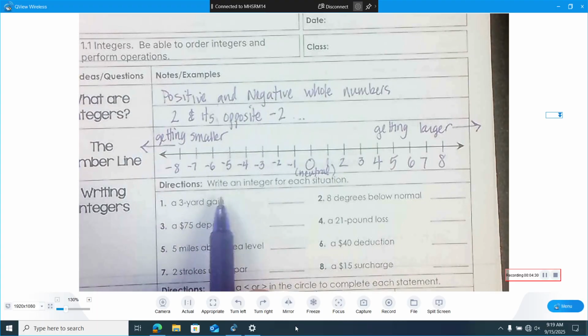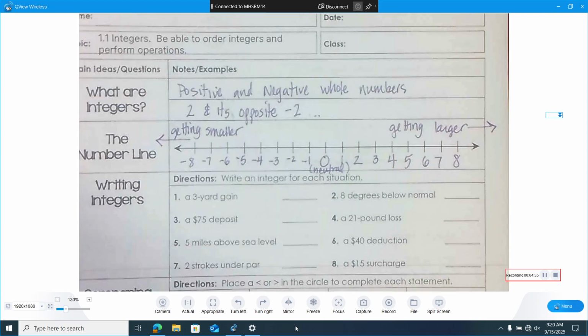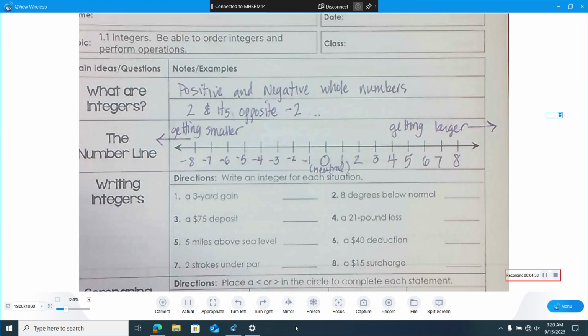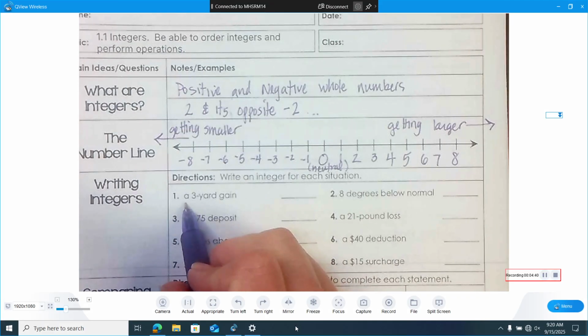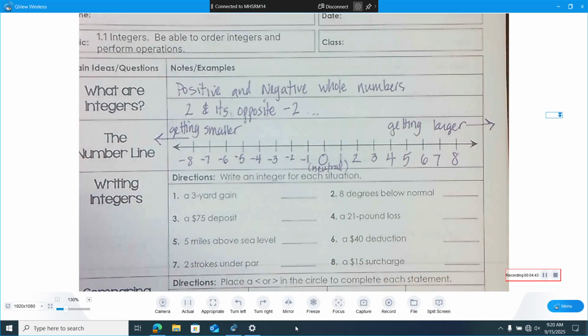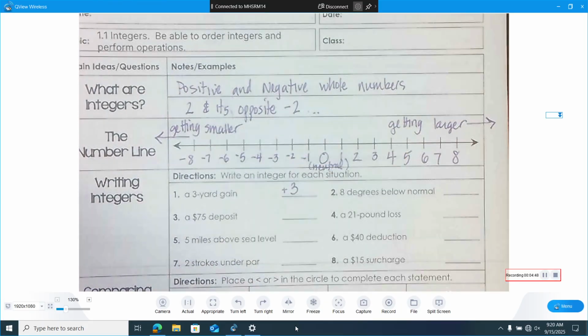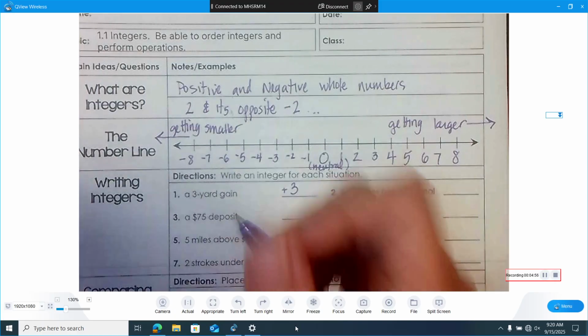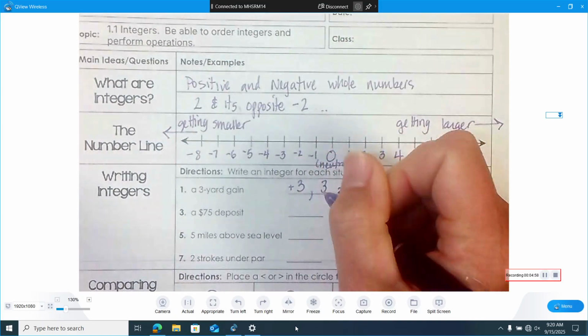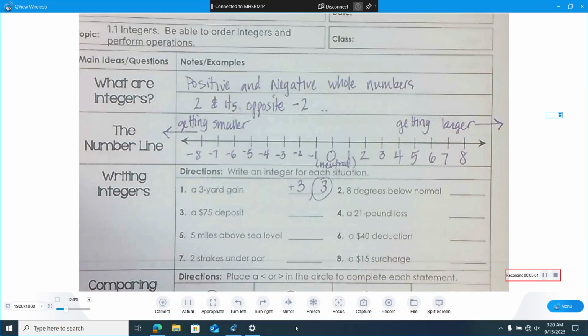Let's see, writing integers. We want to write an integer for each situation. So we can use integers, which are positive and negative numbers, to represent situations pretty easily. How would you represent a 3-yard gain? Should we give that a positive value or a negative value? Mason? Positive value, sure. And I could put positive 3 if I wanted to be really specific. Do you need to have the positive sign there? No, you don't. Just 3 would be a fine answer as well. You can assume if there is nothing there that it's a positive number, okay?